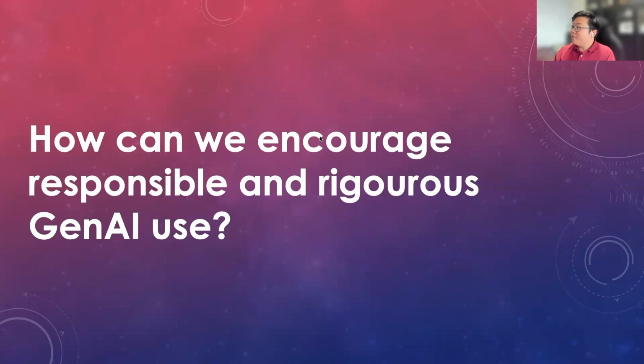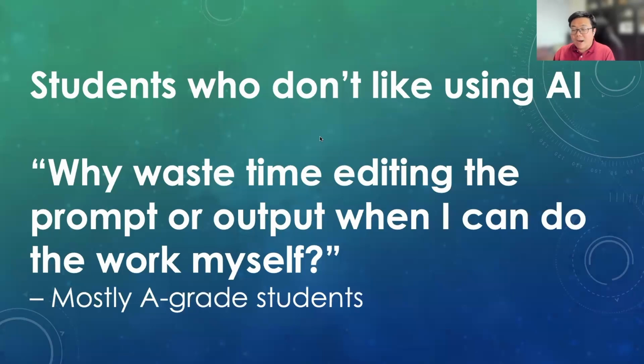I think one of the most surprising things I found, at least with FASS, is that a lot of the A students complain about AI, actually, like this. I don't like to use AI. Why waste my time editing the prompt or the output when I can do it myself? And then they also say my answer is better than the AI's answer. So then the question is, how can I get them to actually use it?